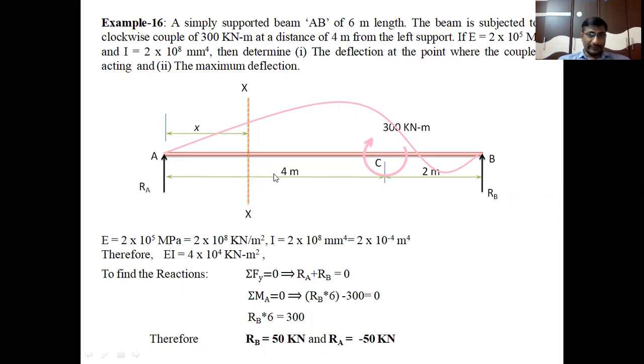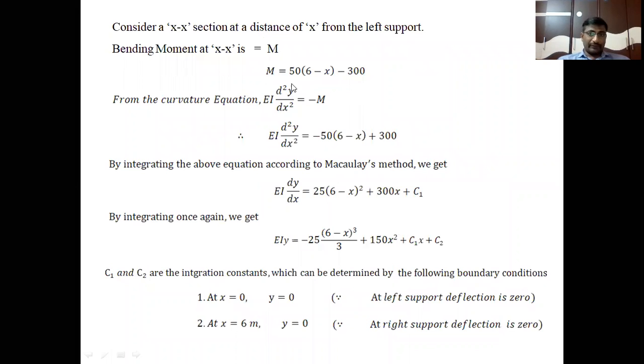So RB into 6 minus X, anti-clockwise direction positive, and 300 is there. It is clockwise, so minus 300. Simply you have to write minus 300. You should not multiply the distance again. So M equal to 50 into 6 minus X. 50 is the RB value. RB into 6 minus X, or 50 into 6 minus X, minus 300. It is a clockwise couple, so we take minus. This is the bending moment equation at XX.